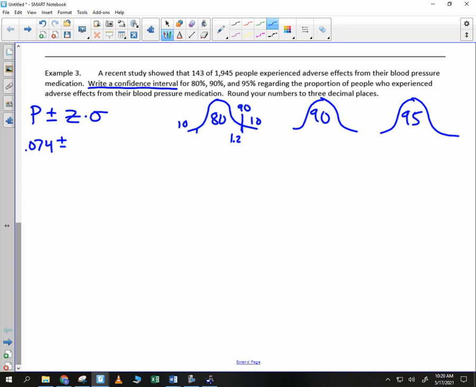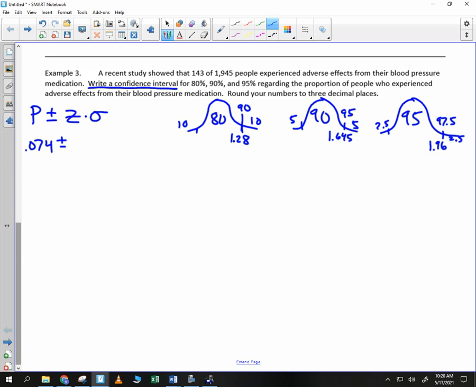1.28. You should already have it written down. Good. So for 90, I would have 5 and 5, so this would be 95. What's the Z-score for 95? 1.645. And then for 95, that would be 2.5 and 2.5, so it will be 97.5. What's the Z-score for 97.5? 1.96. So those are your 3 Z-scores.